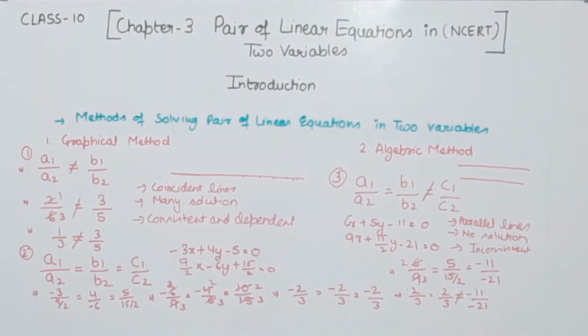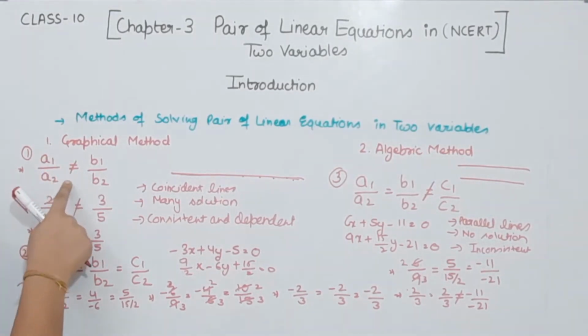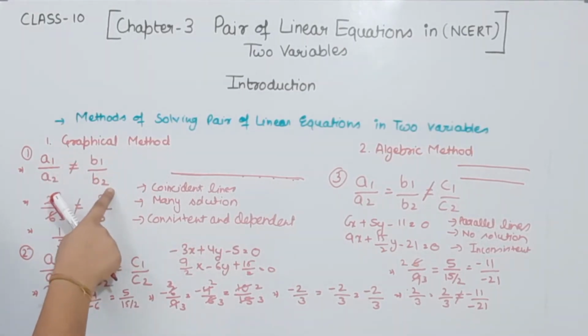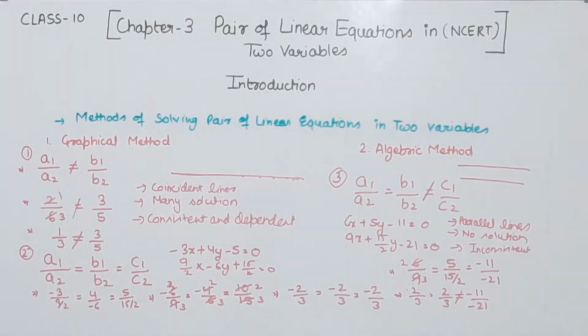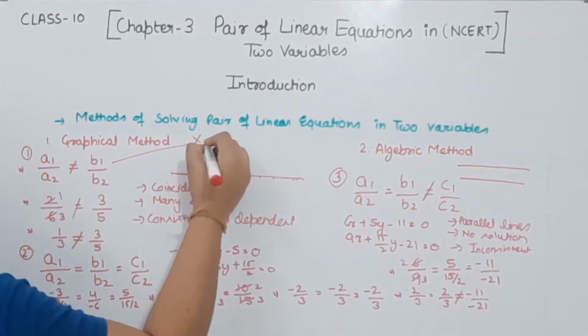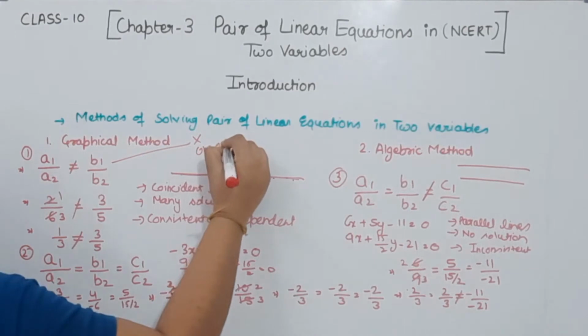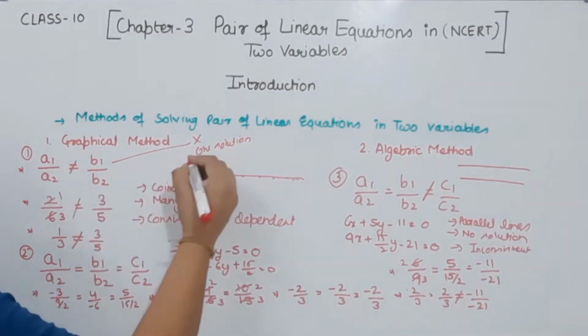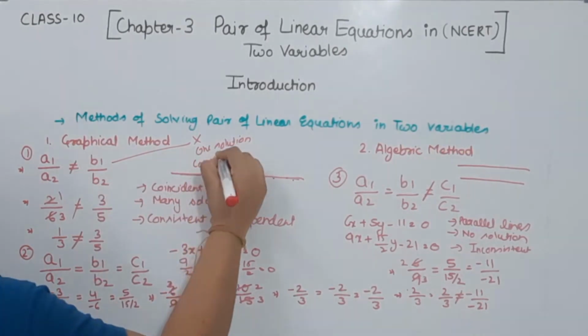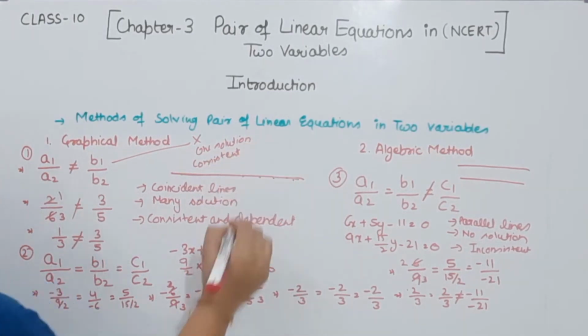So this one we are having is the graphical method. In this one we are going to draw the graph. Now we have to find the consistency of the graph. For that we are having three cases. The first one we are having is A1 divided by A2 which is not equal to B1 divided by B2. In that case we will have the intersecting lines, and if they are having the intersecting lines then we will have only one solution, and if they are having the solution they are the consistent lines.